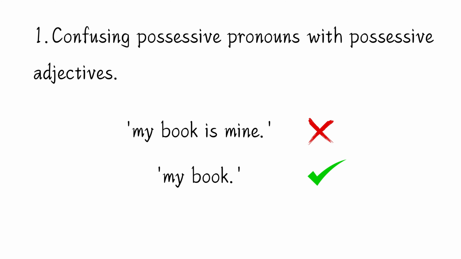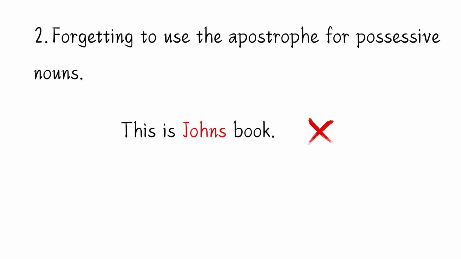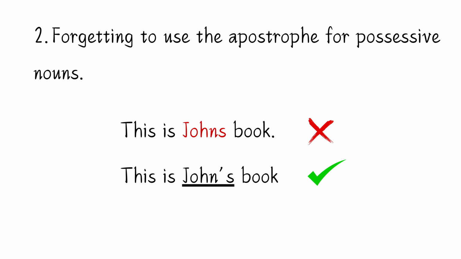Second mistake: forgetting to use the apostrophe for possessive nouns. Example: "This is John's book" shows that the book belongs to John. Without the apostrophe, it reads as if "Johns" is a plural noun, which doesn't make sense in this context. The correct one is, "This is John's book."